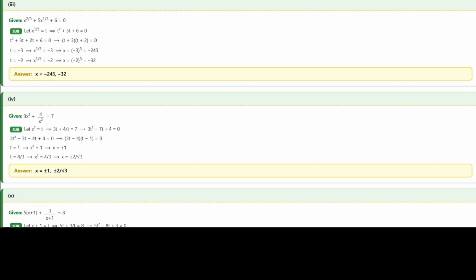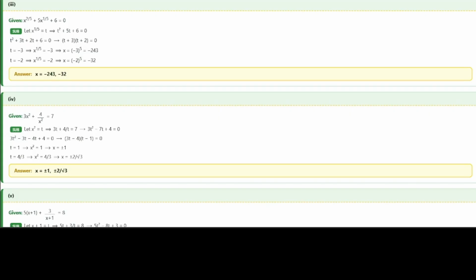We can take x power 1 by 5 and let it be equal to t. So t square plus 5t plus 6 is equal to 0. Now we're going to solve this quadratic equation by factorization. So we found the factors, and that is 3t and 2t. So we have (t plus 3)(t plus 2). If we write the values of t, the first value is t is equal to negative 3 and the second is t is equal to negative 2.